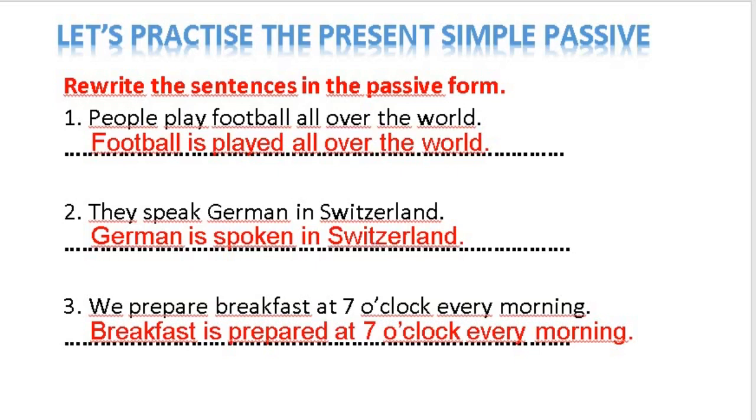Okay, now let's see. What do we prepare? We prepare the breakfast. So breakfast is the object of our sentence. We have to put it at the beginning of our sentence now to make it passive form. So breakfast, the verb to be, am, is, are, plus the past participle of the verb. Now let's see. Breakfast is prepared at 7 o'clock every morning.